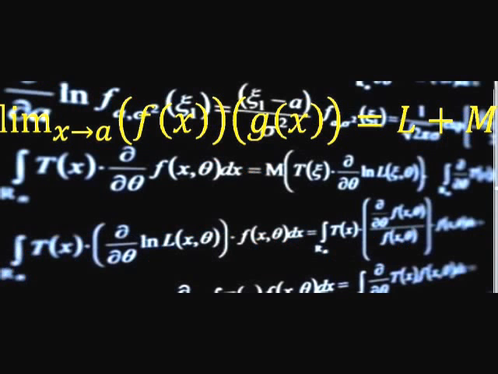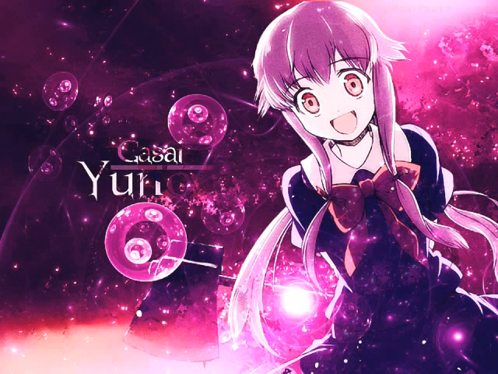Theorem 5. The limit of the product of two functions. The limit of the product of f of x and g of x is equal to L times m.